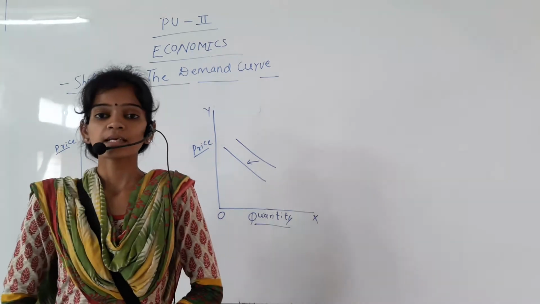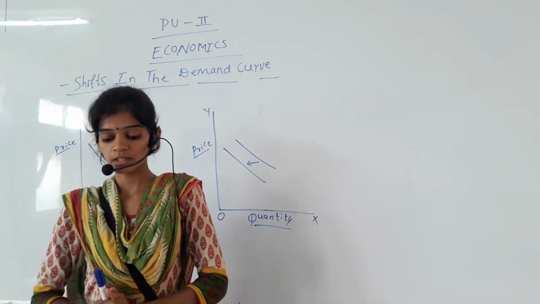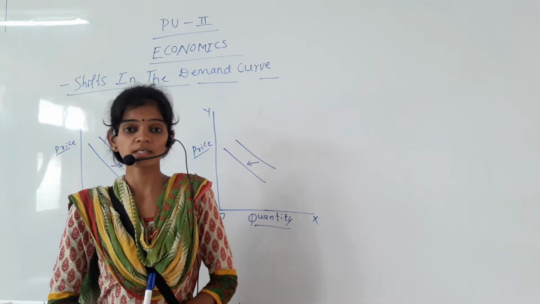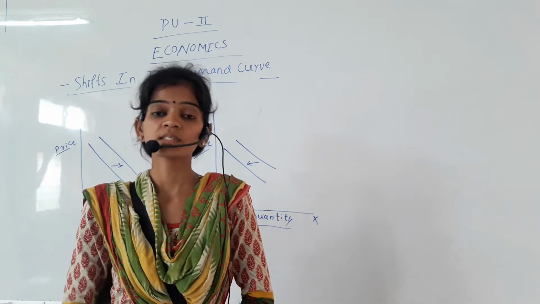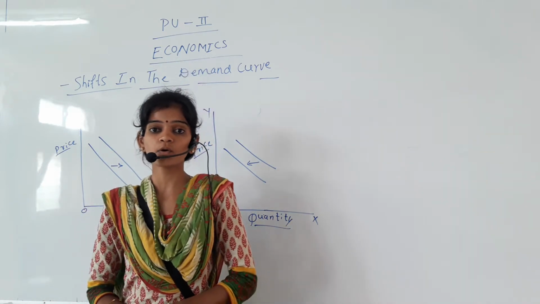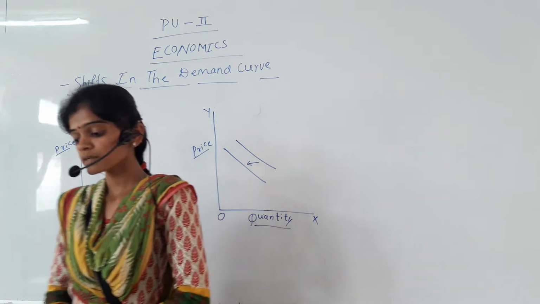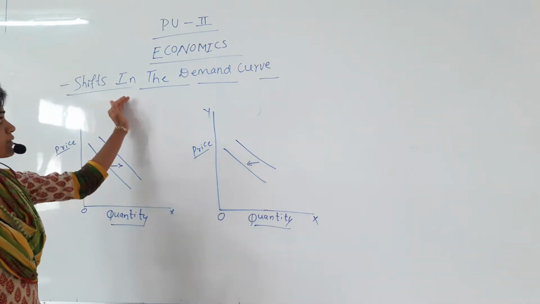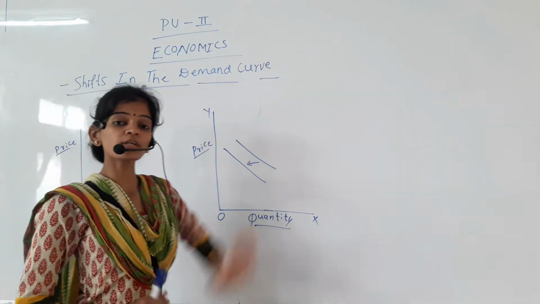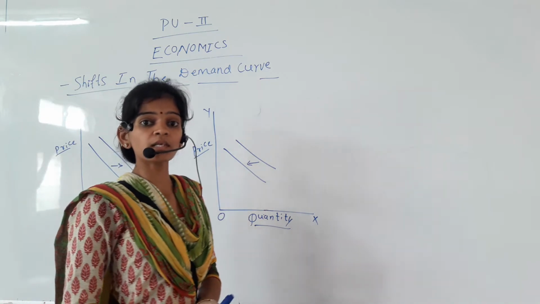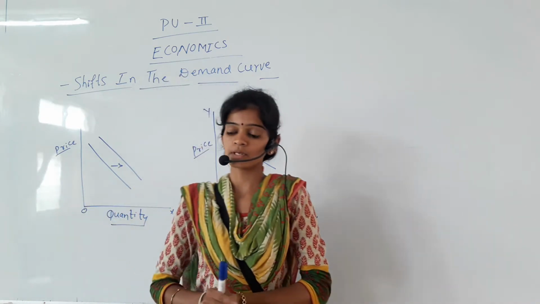So in yesterday's class we discussed what normal goods, inferior goods, substitute goods and complementary goods are. So today we discuss the shifts in the demand curve, how the demand curve shifts leftward or rightward.